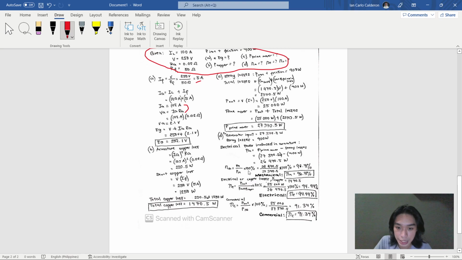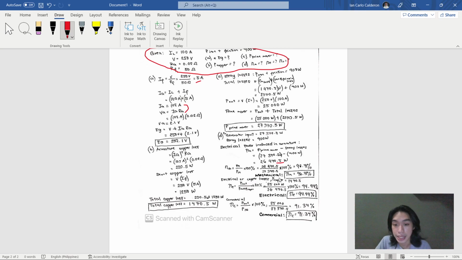So for the mechanical efficiency, P sub A over P in, 26,470.5 over 27,370.5 watts times 100%, and we get the value of 96.71% for the mechanical efficiency.